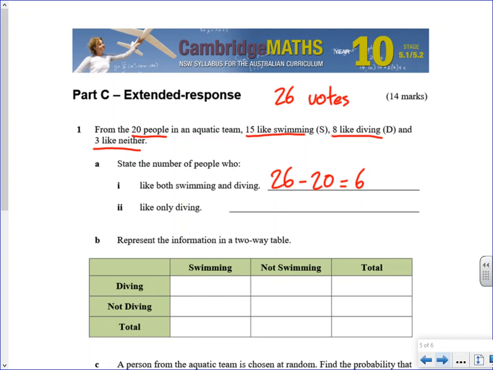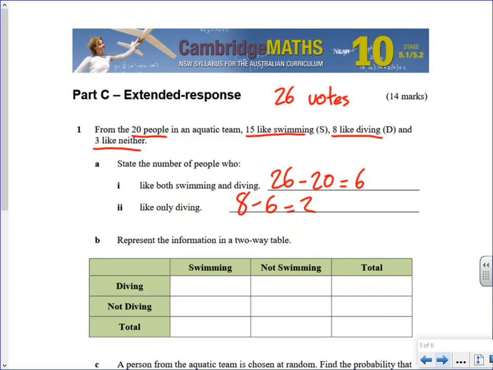And how many people only like diving? We just said that 8 people like diving, but of those 8 people, 6 of them also like swimming. That means they like both. So if you've got the 8 people that like diving, 6 like both, 8 minus 6 equals 2. Of the 8 people, only 2 of them only like diving.